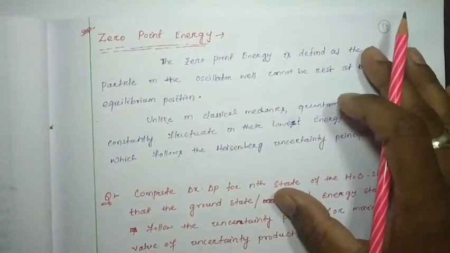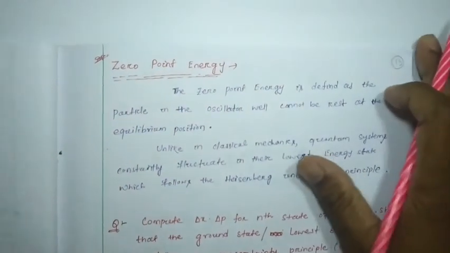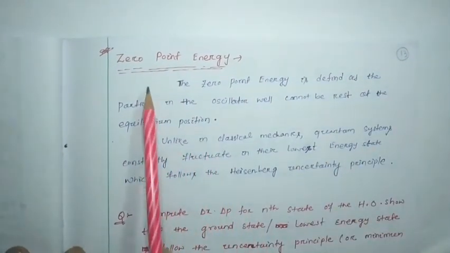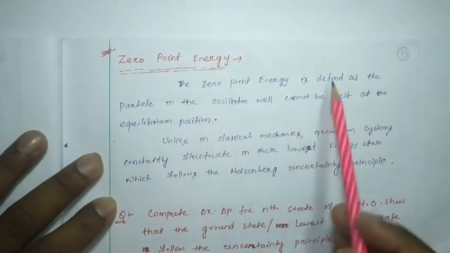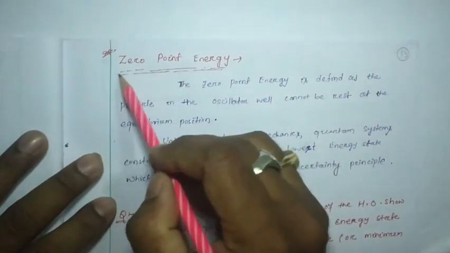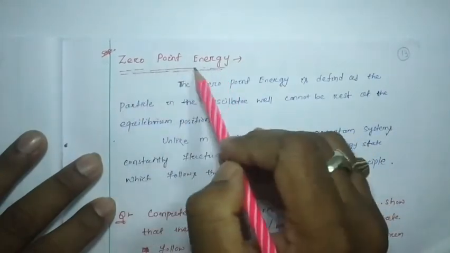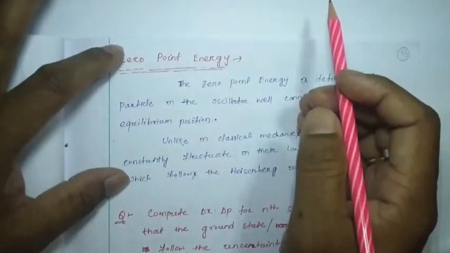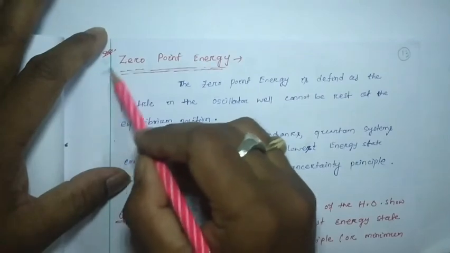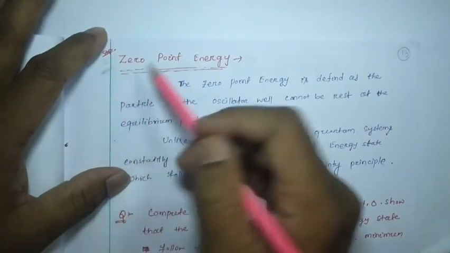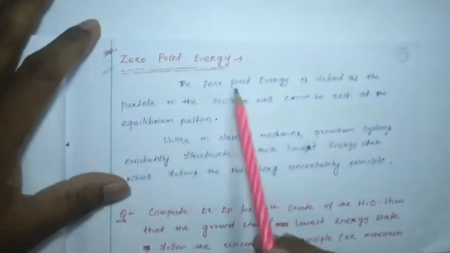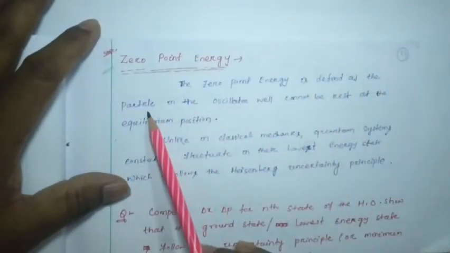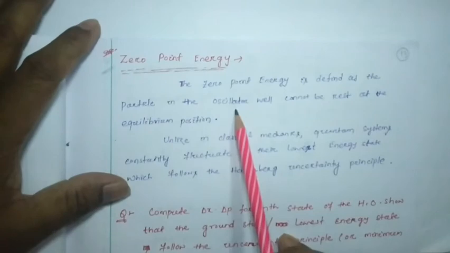Another point we are going to discuss is the zero point energy. The zero point energy is the most important question from the exam point of view. In the exam, a 2 marks question is always asked: what is the meaning of zero point energy of a linear harmonic oscillator? The zero point energy is defined as the particle in the oscillator well.